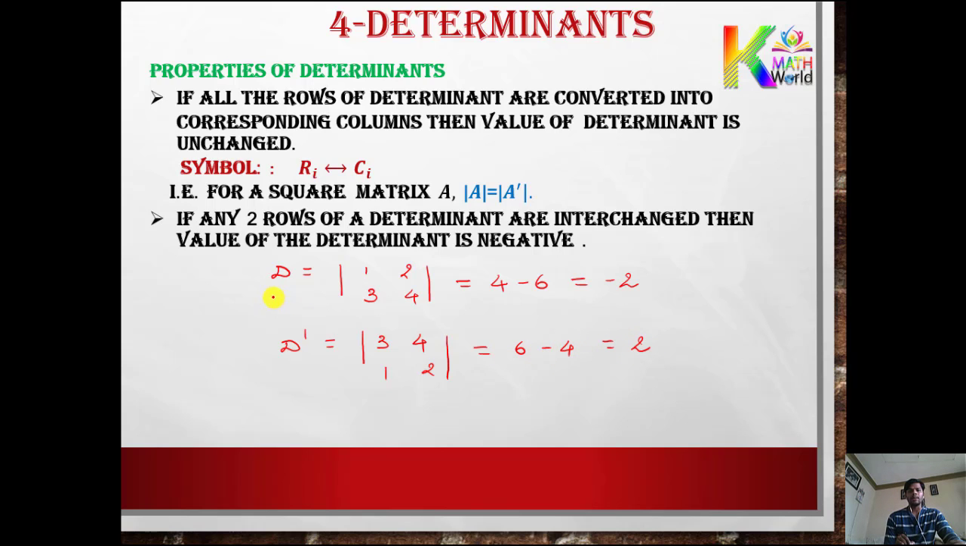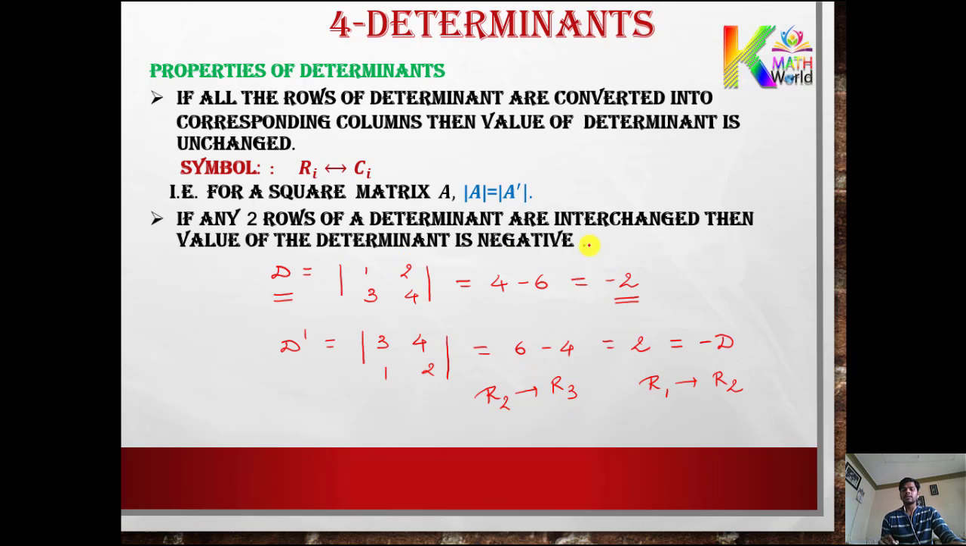You can see previously you got the answer minus 2, but when you interchange any two rows, the value becomes opposite. It means you can say D dash equals to minus D. And performing this operation can be symbolically expressed as, suppose you interchange two rows R1 to R2, then R1 to R2. Suppose you interchange the second row to the third row, then you express it by R2 to R3.